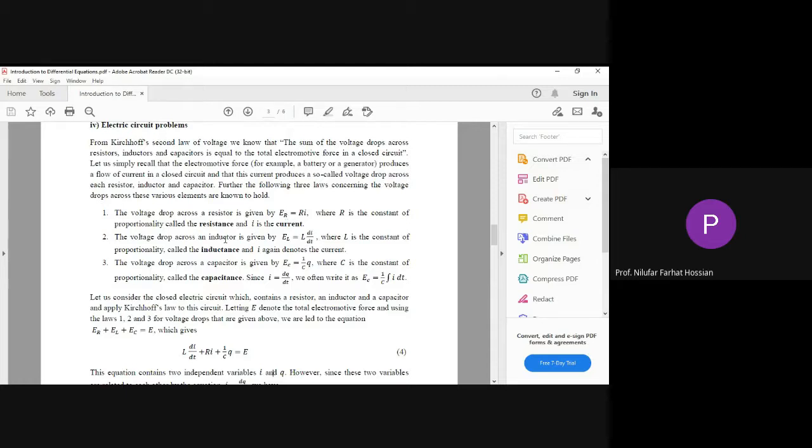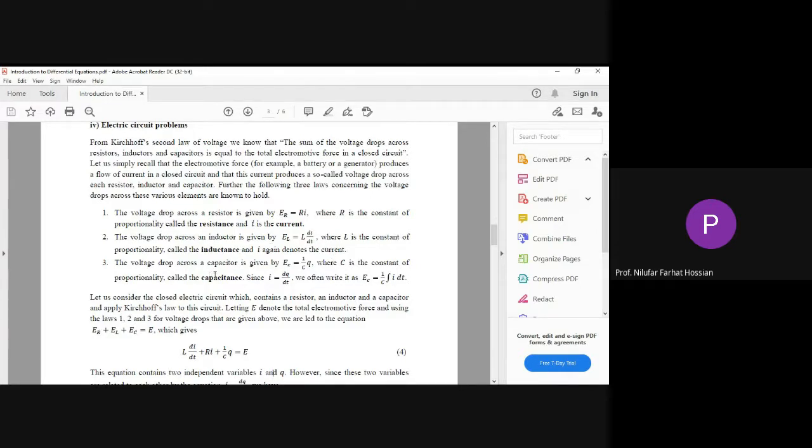Similarly, the voltage across an inductor is EL. L is a constant, and it is known as the inductance. So EL equal to L into di by dt. These theories are coming from physics. L is the constant which is known as the inductance, and i is the current.